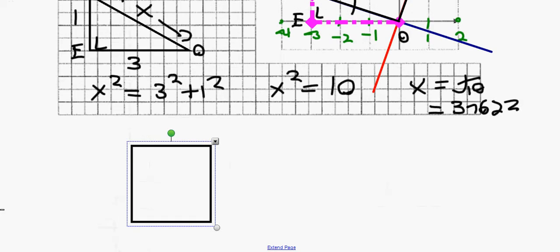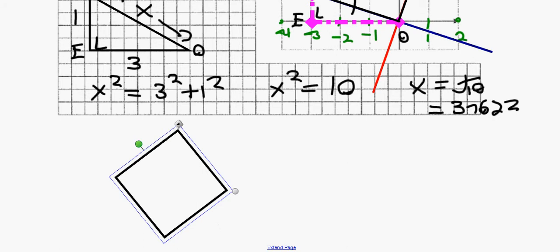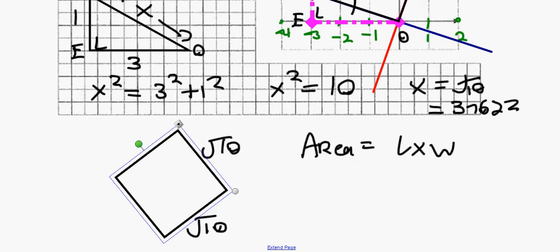Okay, so next part of this question, we're asked to find the area of the square. If you imagine here's the square, we'll just rotate it around a little. It's root 10 long and root 10 wide. Area equals length multiplied by width, which in turn is root 10 by root 10. Root 10 by root 10 is 10 units squared.